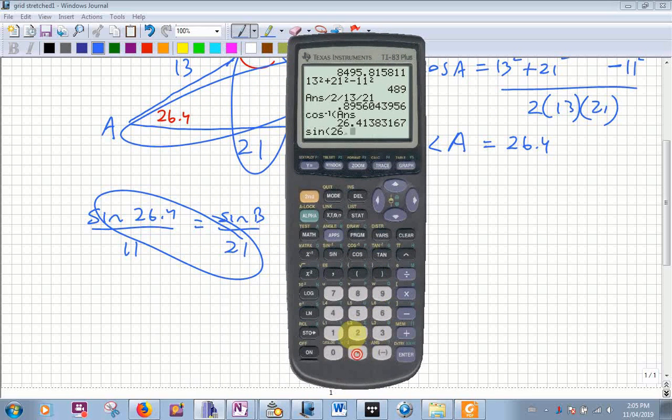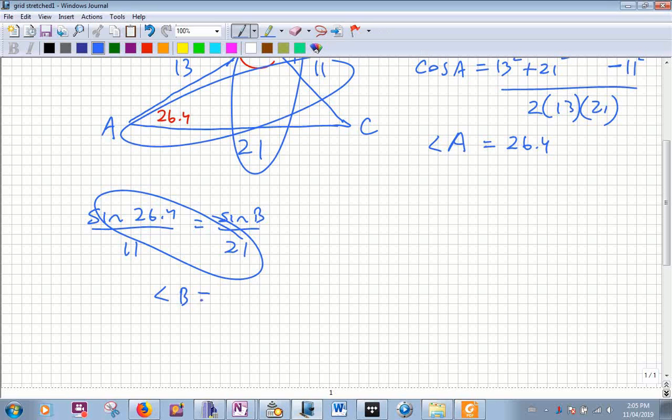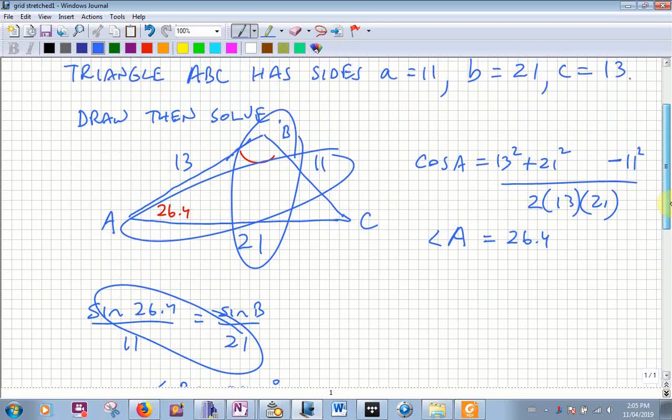Sine 26.4 times 21 divided by 11. That doesn't look like an angle. What do I still have to do? Inverse sine of that ratio will give me the angle: 58.1 degrees. Okay, are we happy?